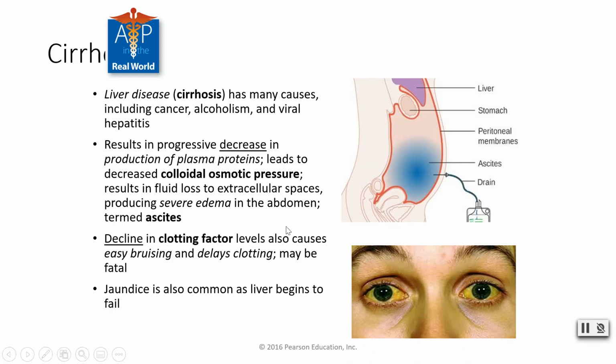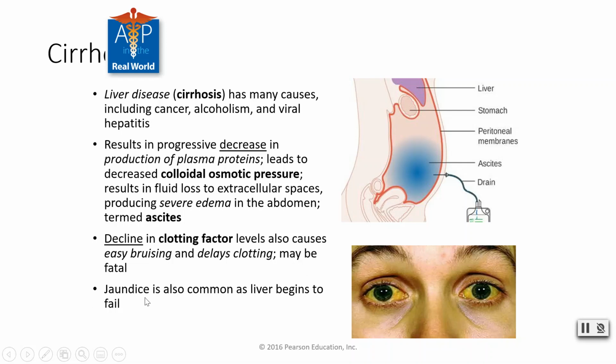Now, one of the other side effects: if you're not making enough albumin, you're probably also not going to make enough clotting factors either. And so if you do damage yourself, you bruise a lot easier. If you break a blood vessel, it could take longer for you to clot. So depending on how badly you damaged yourself, the reduction in clotting factors could end up being fatal.